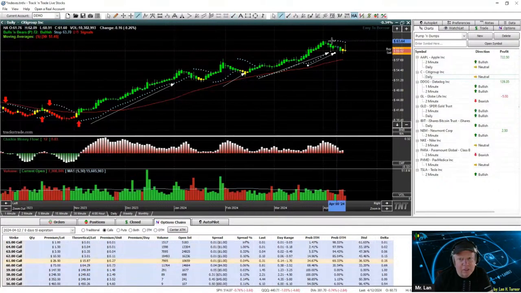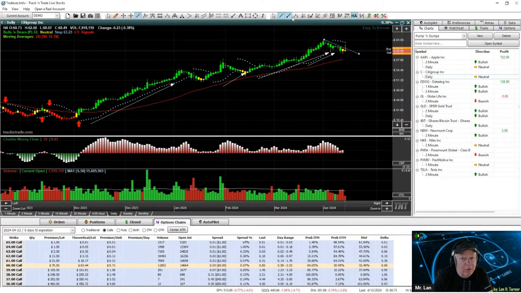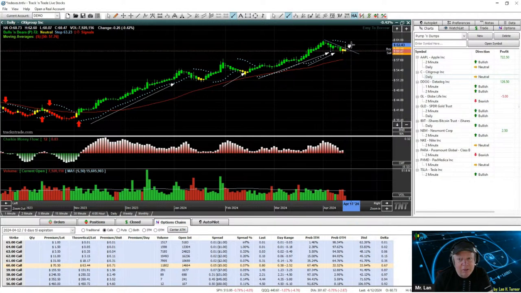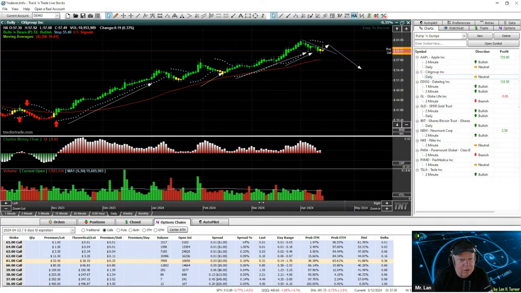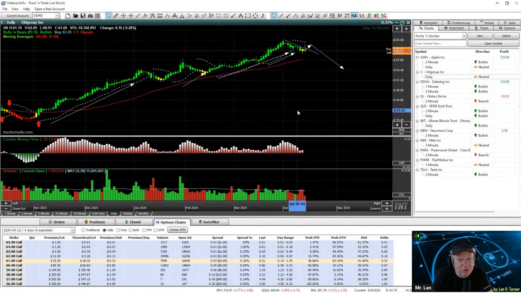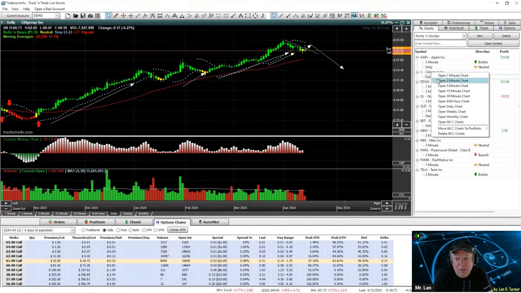And then it gave us this little thing here. And then we expect it to make this little thing here. And then another little thing here, right? So that'd be your first drive down, I would say. I think Citigroup is a short. Citigroup is a short if you want to take a short. Let's go down to a 2-minute chart on Citigroup.